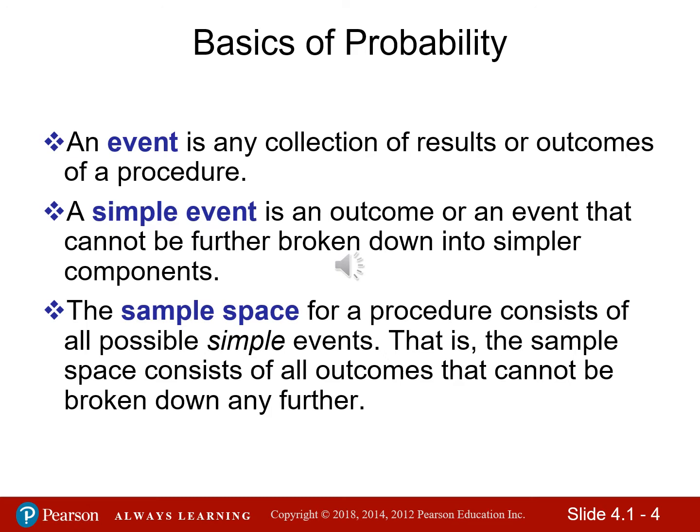In probability, we deal with procedures that produce outcomes. Some important concepts with probabilities include an event, which is a collection of results or outcomes of a procedure; a simple event, which is an outcome or an event that cannot be broken down any further into simpler components; and a sample space, which consists of all possible simple events. That is, the sample space consists of all outcomes that cannot be broken down any further.